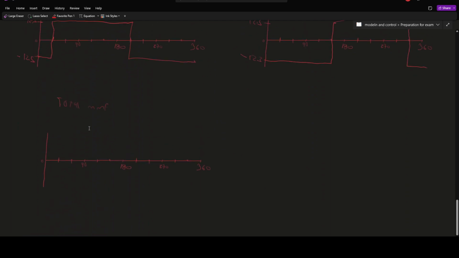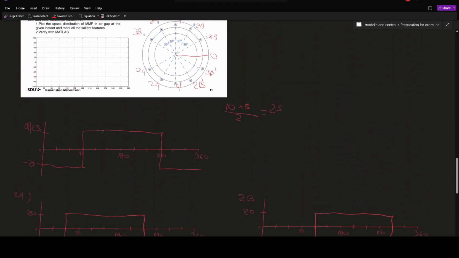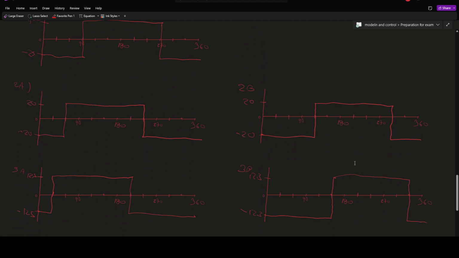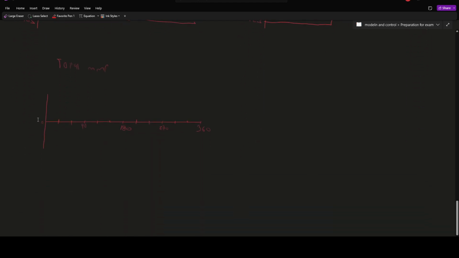And now we need to calculate the total MMF. So the total MMF is just gonna be the sum of all these coils. So we see here we have minus 25, minus 20, minus 12.5, minus 20, minus 12.5, from 0 to 30 degrees. So from 0 to 30 degrees, we have the sum of all the negative, and that's giving us minus 90.